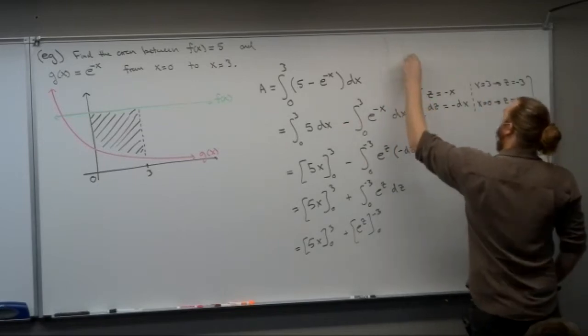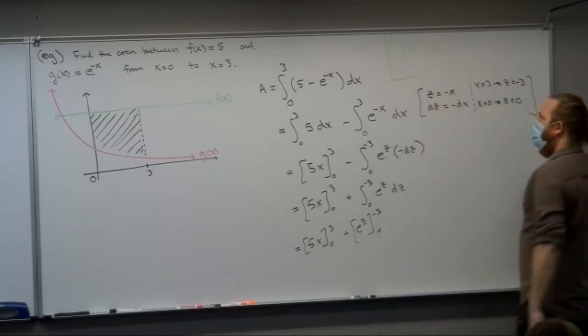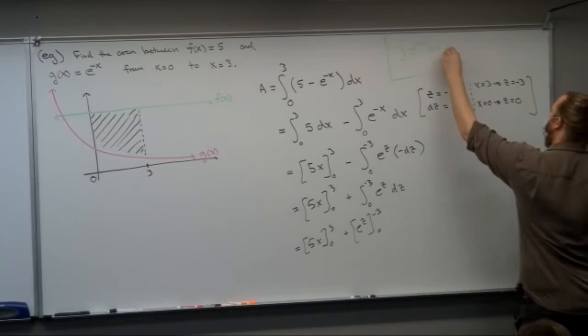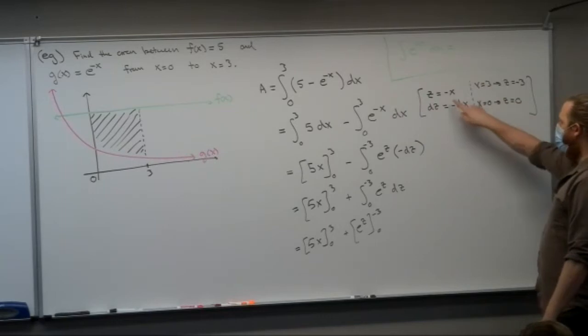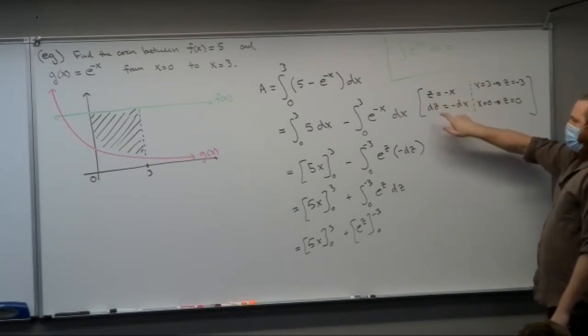The more general result here is that if you're trying to look up an antiderivative for e to the ax, what would this be? If we ran through the same procedure, if this was z equals ax. A e to the ax. Almost.